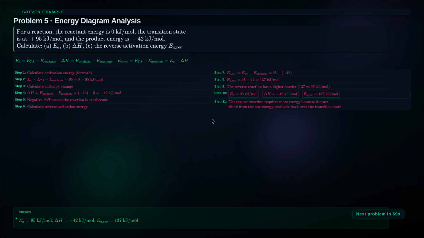For Part C, reverse E_A equals energy of transition state minus energy of products equals 95 minus negative 42, which is 95 plus 42 equals 137 kilojoules per mole. The reverse reaction has a higher barrier because it must climb from the low energy products back over the transition state.